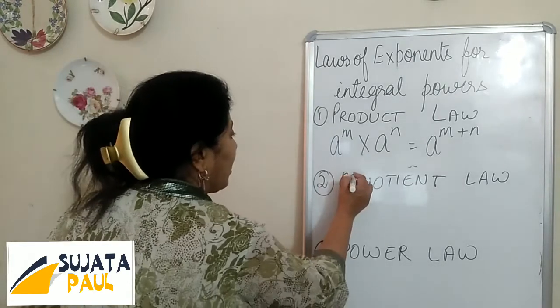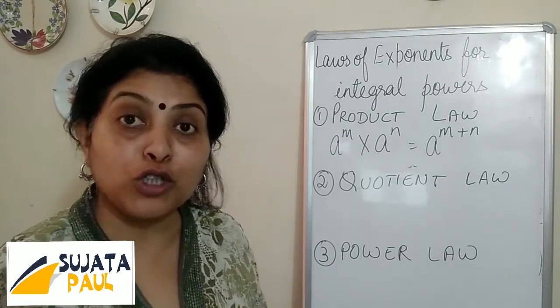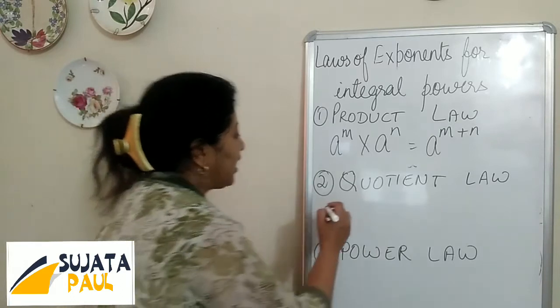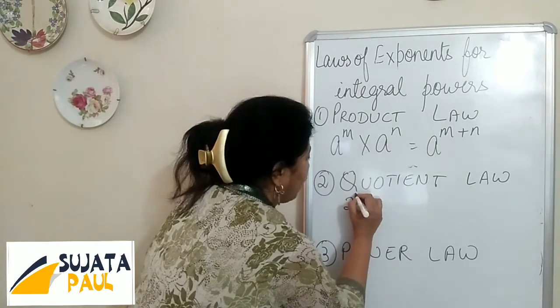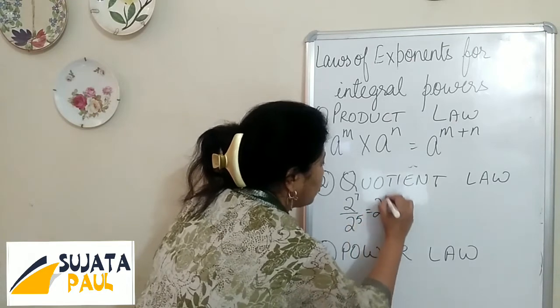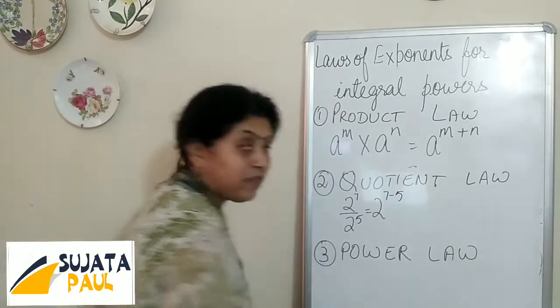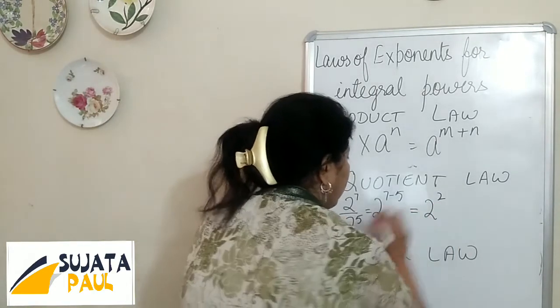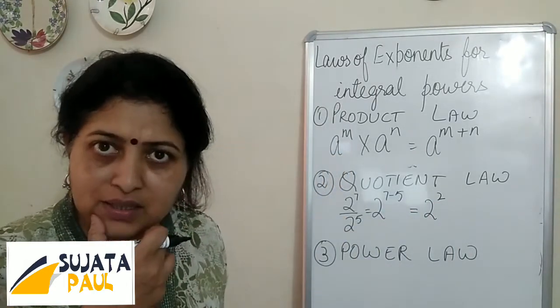Quotient law, beta. Now what is quotient law? Quotient means divide. This much all of us know. So if I have, let's say, 2 raised to the power of 7 divided by 2 raised to the power of 5, it will be 2 raised to the power of 7 minus 5, right? And this will be equal to 2 raised to the power of 2. You didn't understand this, is it?